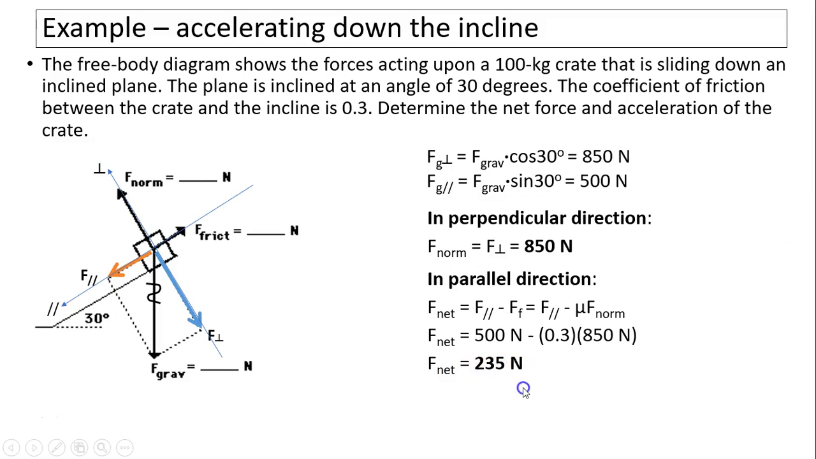Once you know the net force, you can figure out the acceleration. Acceleration is net force divided by mass. Again, the mass, as they told you already, is 100 kilograms. So you have 2.35 meters per second squared going down the incline.